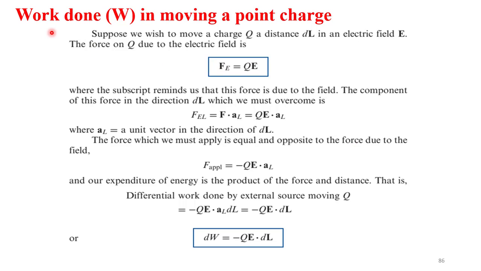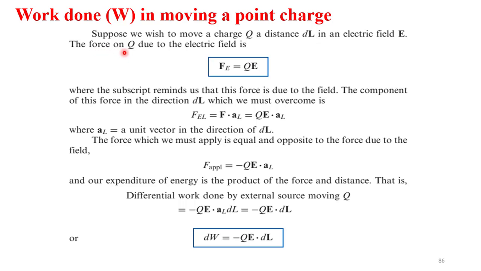So consider a point charge q is there and we wish to move this point charge q at a distance dl in an electric field. Present electric field is considered E. So a point charge is there and we want to move that point charge from one place to the other place. So let that distance be dl.